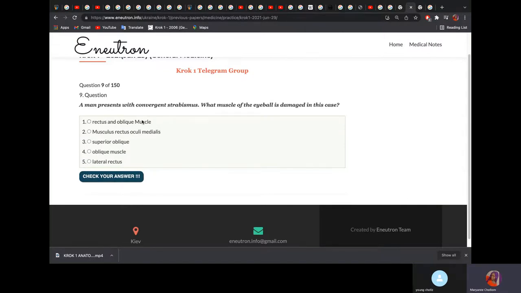A man presents with convergent strabismus. What muscle of the eyeball is damaged? Convergent strabismus means that the eye is moving towards the middle. Why? Because this patient cannot abduct, meaning the patient cannot move the eye laterally. So it will be the abducens nerve that is damaged, and the abducens nerve innervates the lateral rectus muscle.